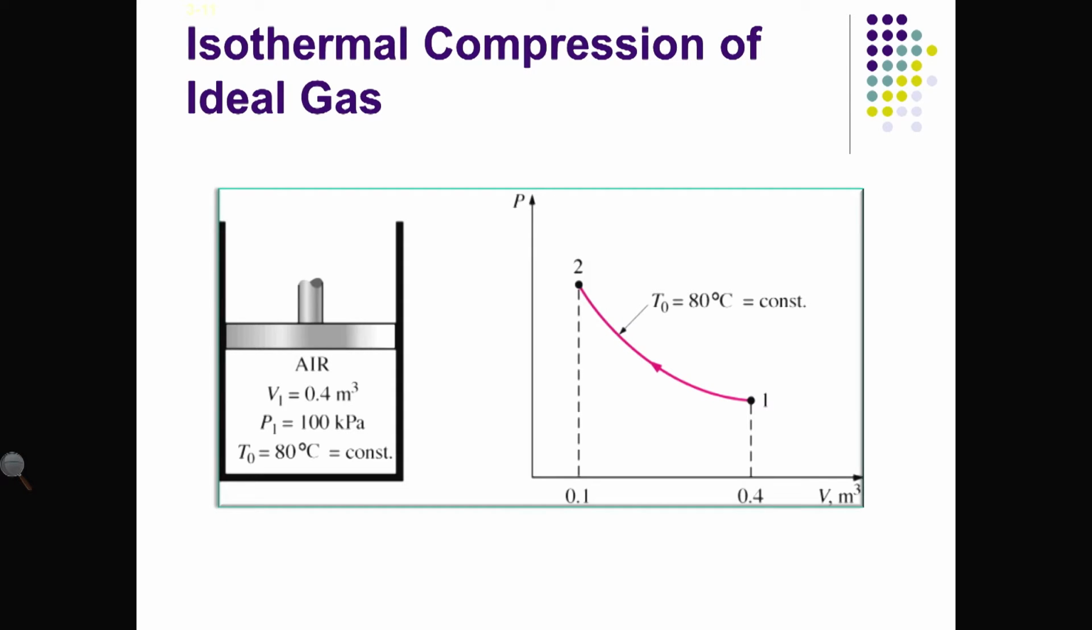So, if you look at here the isothermal compression of an ideal gas, and if you look at this simple system here, V1 let us say it is 0.4 meter cube, P1 is 100 kilopascal, T0 is 80 degrees Celsius, and it is a constant temperature. Now, we are looking at an isothermal system. So, temperature is constant, but we are changing from V1 to V2. So, we are compressing, this is the compression path for an ideal gas, and because it is a smooth path without fluctuation, a quasi static situation, it can be reversible if we are looking at ideal gases.